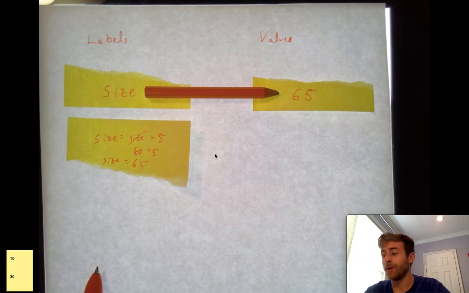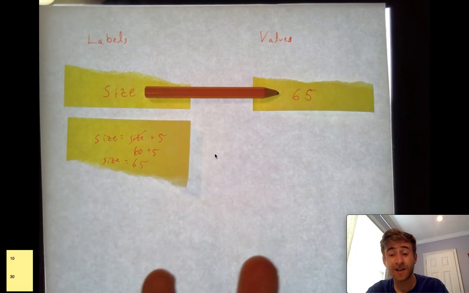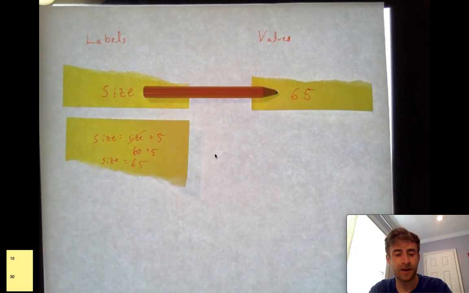That was a horrible throw. So there we go. We end this with saying that size has the value 65.